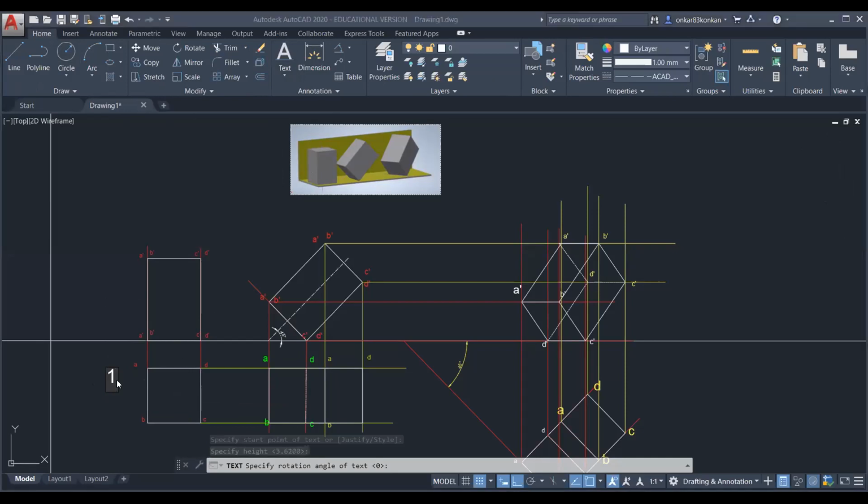So this is the first step. Then this is your second step. You have to draw the front view. Then in the third step, we have to just rotate this front view in the clockwise direction by 45°.